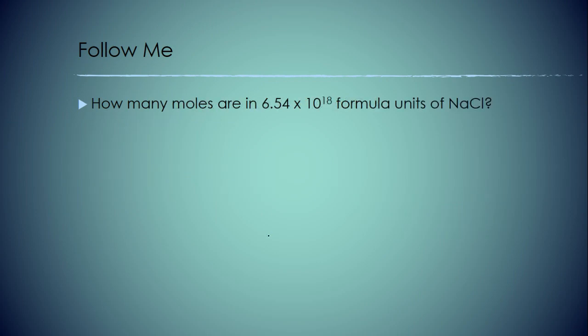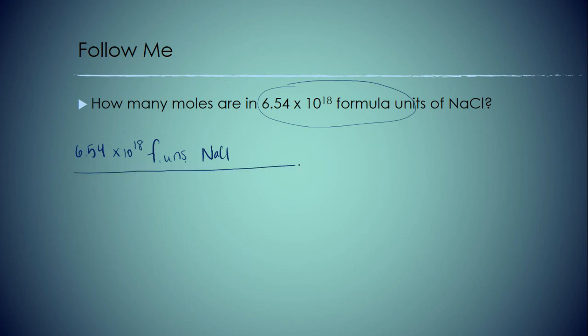Okay, another example. How many moles are in this many formula units of NaCl? Well, our first step is write down the part that you know. So 6.54 times 10 to the 18th. Now, I abbreviate formula units as funits because I don't want to write all of that out. You can abbreviate it too, just make it nice.